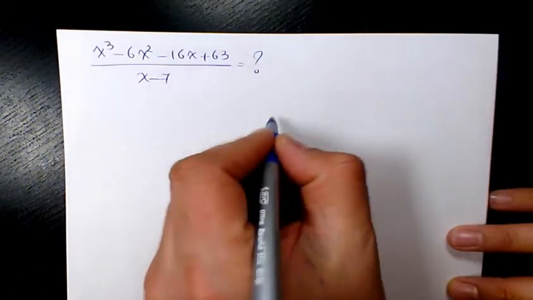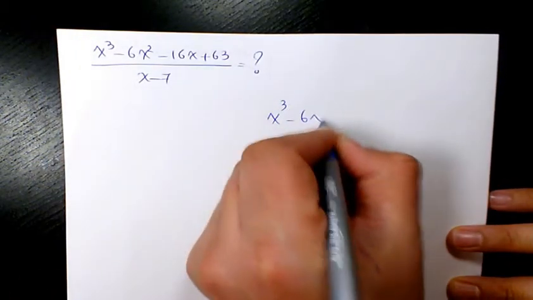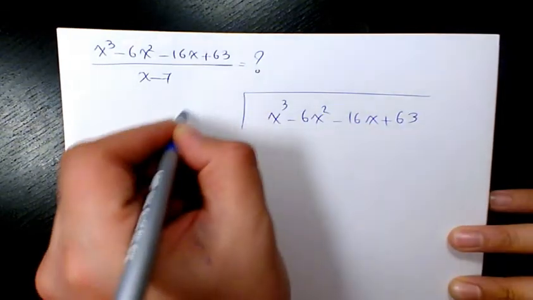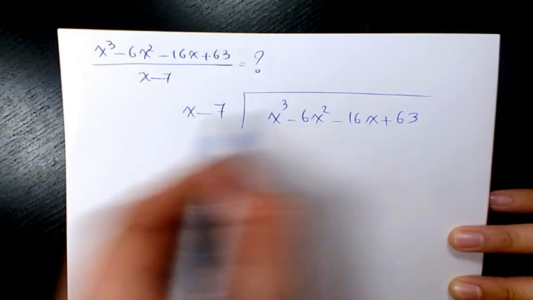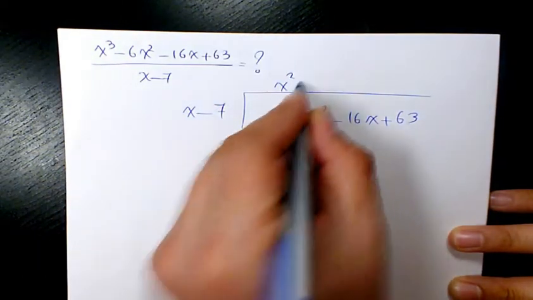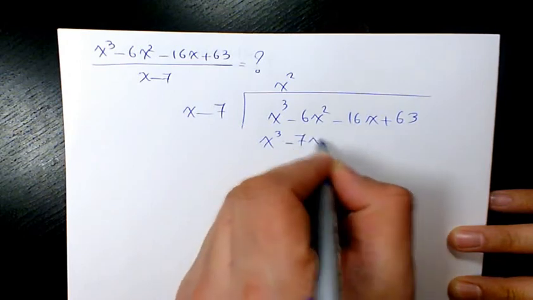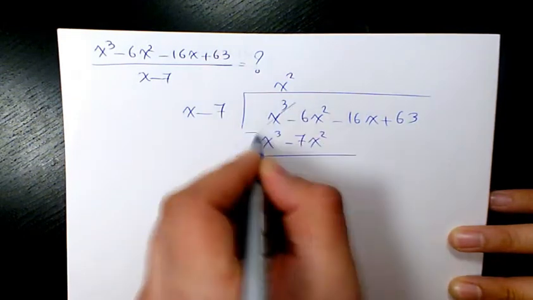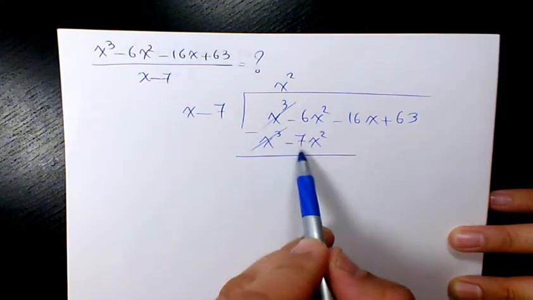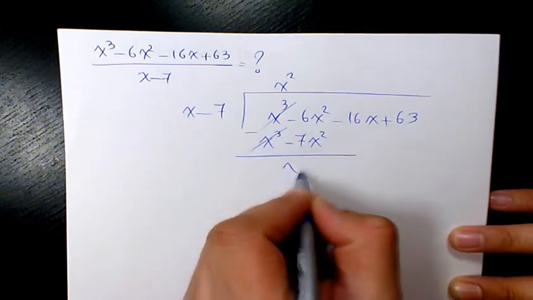So in this example, x cubed minus 6x squared minus 16x plus 63 divided by x minus 7. X cubed divided by x, x squared. X squared times x, x cubed. X squared times negative 7, negative 7x squared. When you subtract it, these two cancel out. Negative 6x squared minus negative 7x squared is going to be positive x squared.